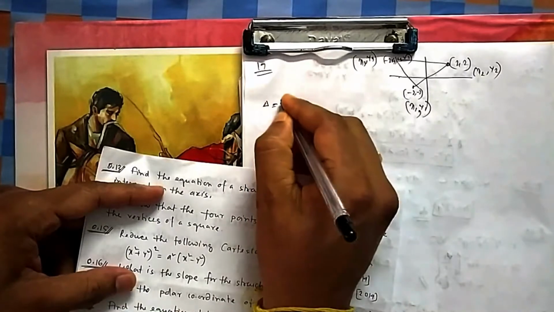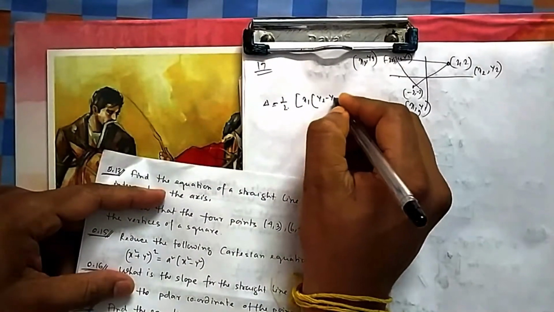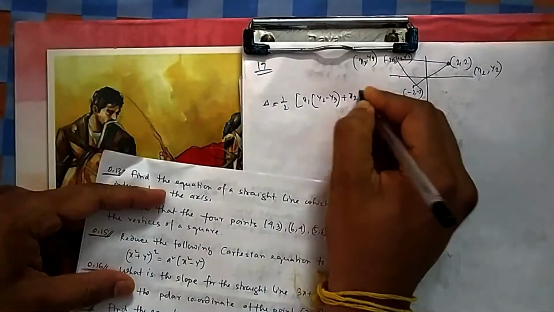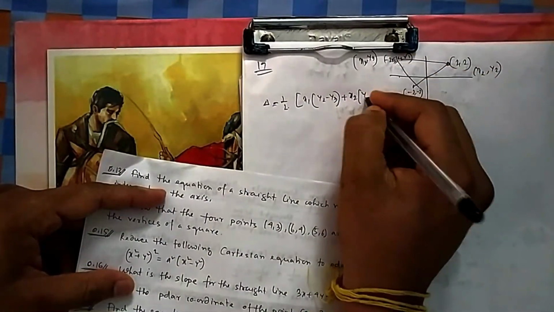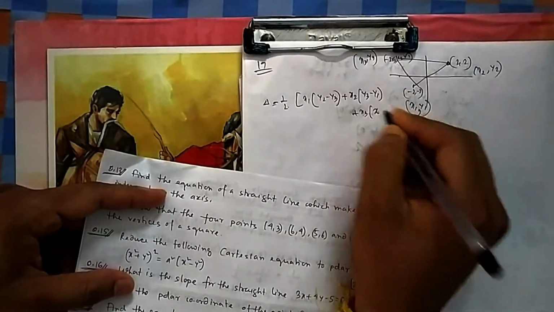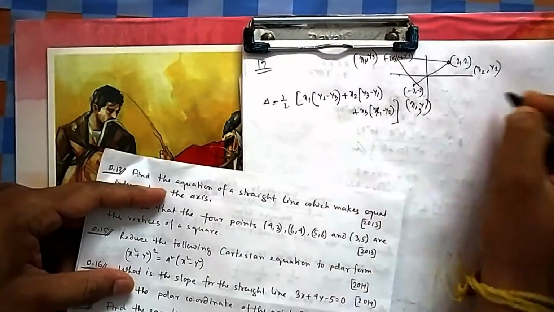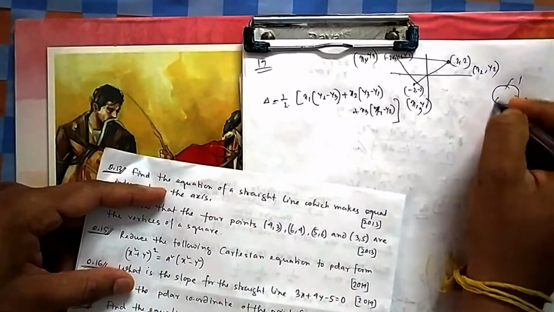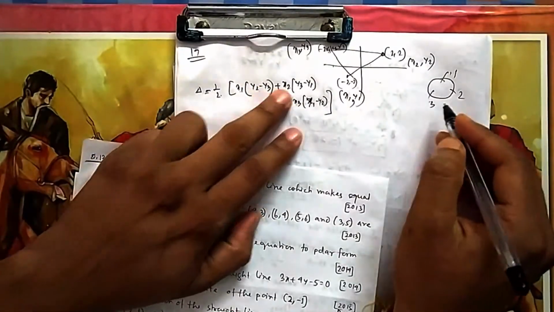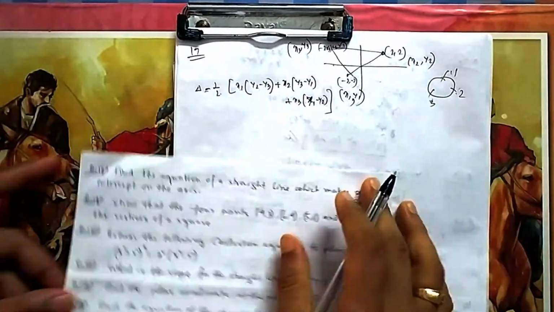What is this area? It is half into x1 times y2 minus y3, plus x2. If you start with x2, then it is x2 times y3 minus y1, and if you start with x3, then it is x3 times y1 minus y2. I told you how to remember this one with a cyclic diagram. If you start from 1, then it is 2, 3; if you start from 2, it is 3, 1; if you start from 3, then it is 1, 2. Using this you can remember.